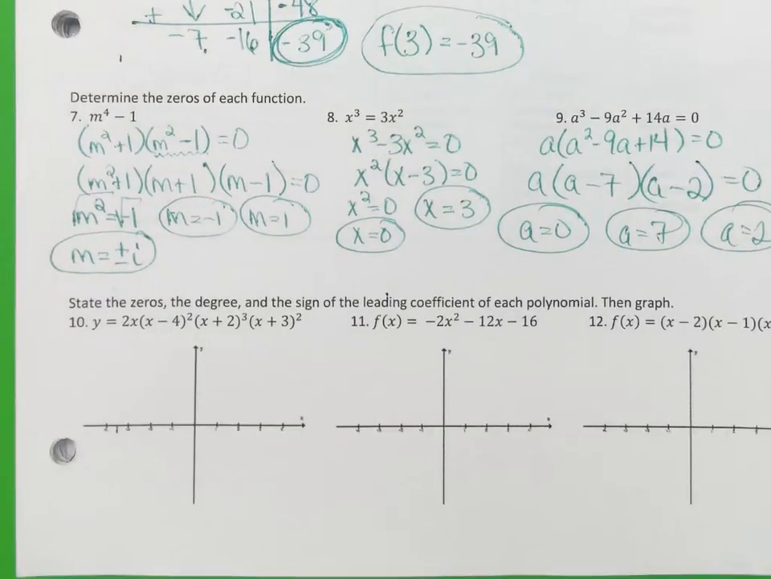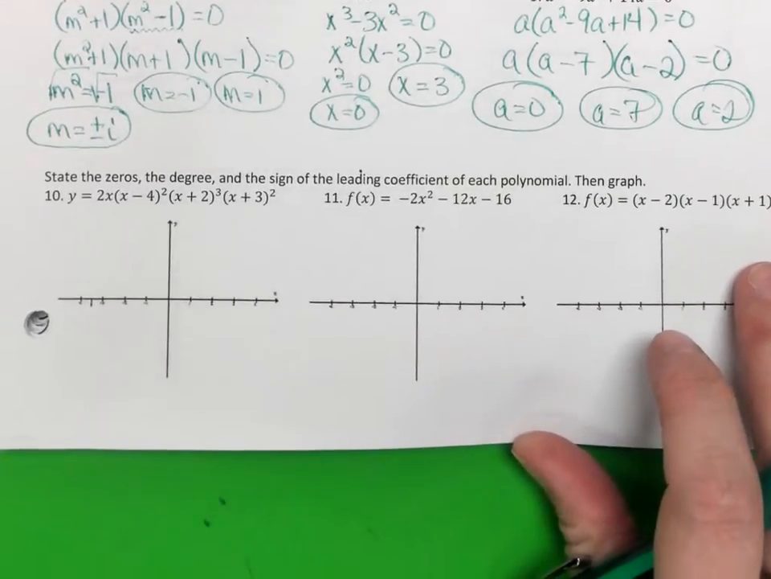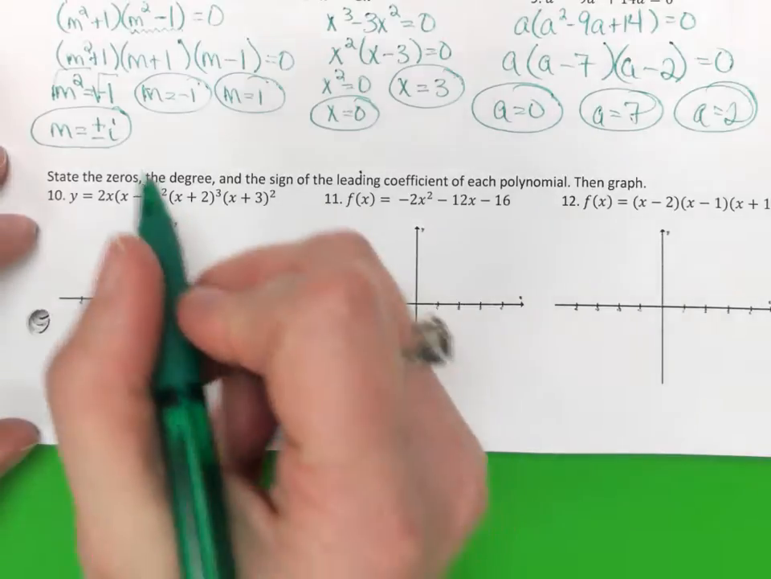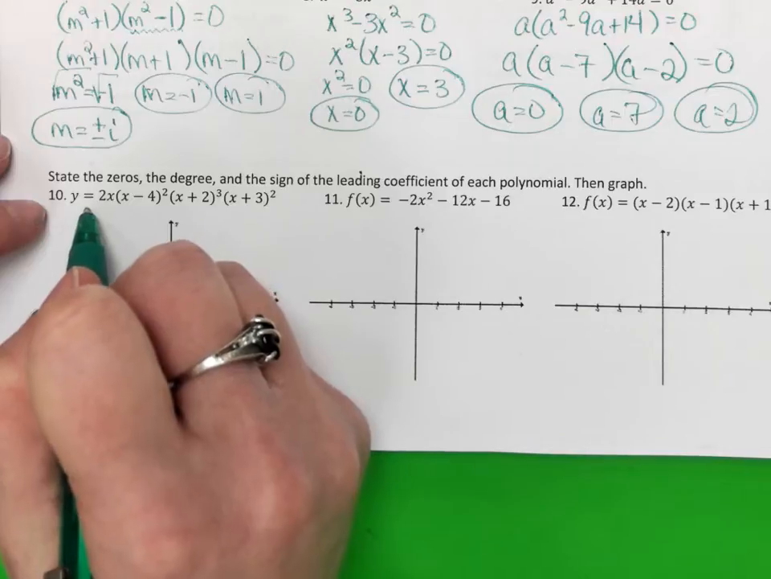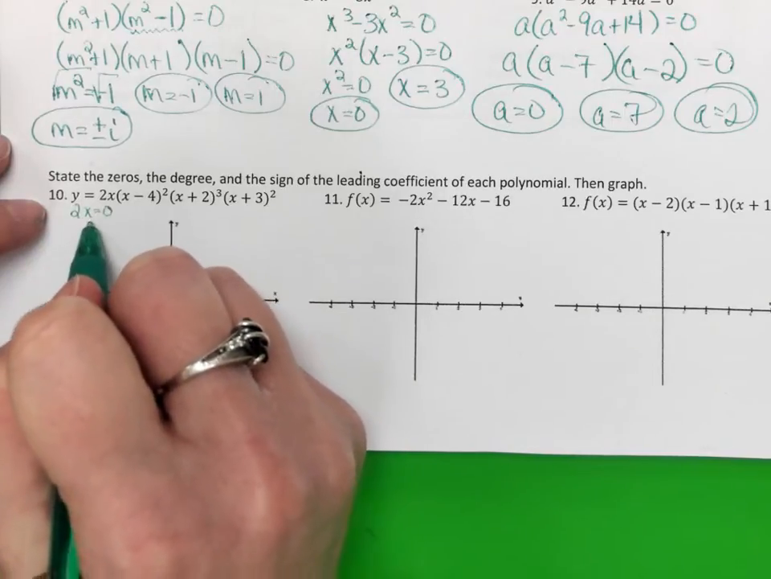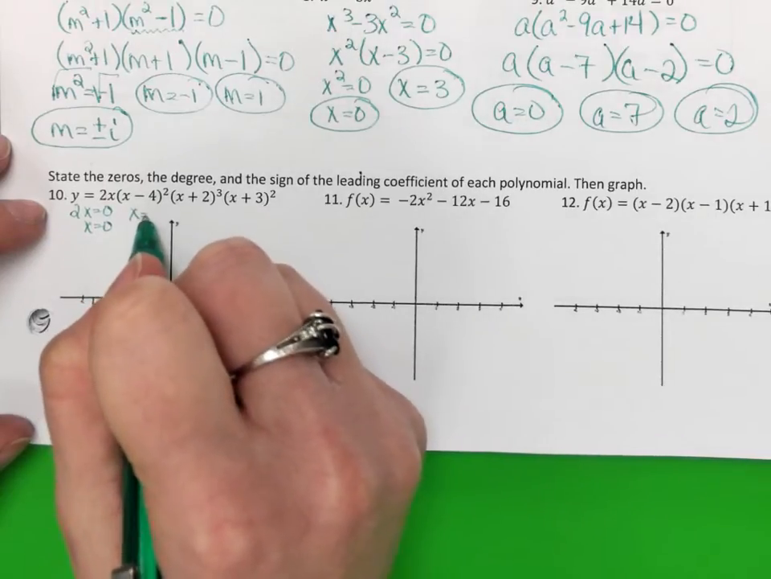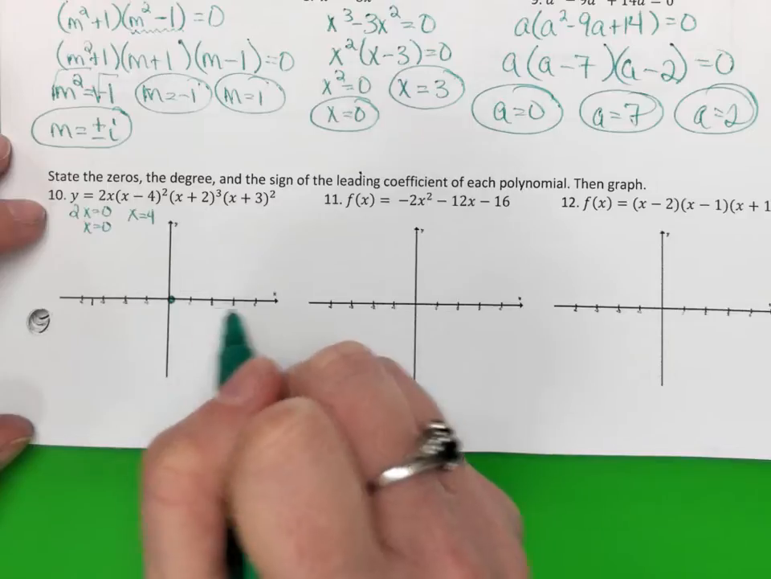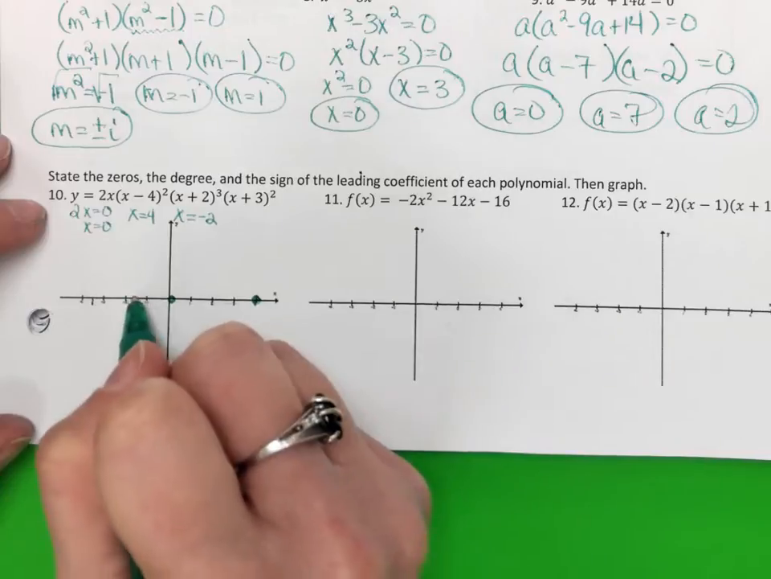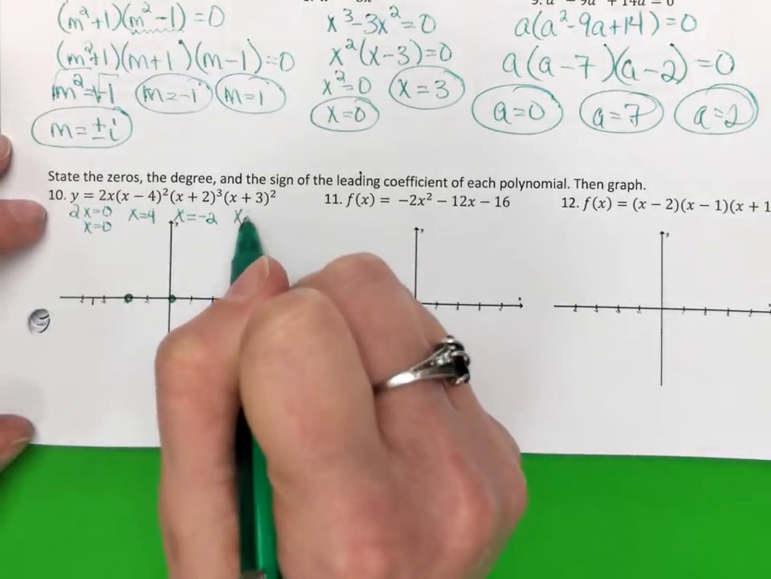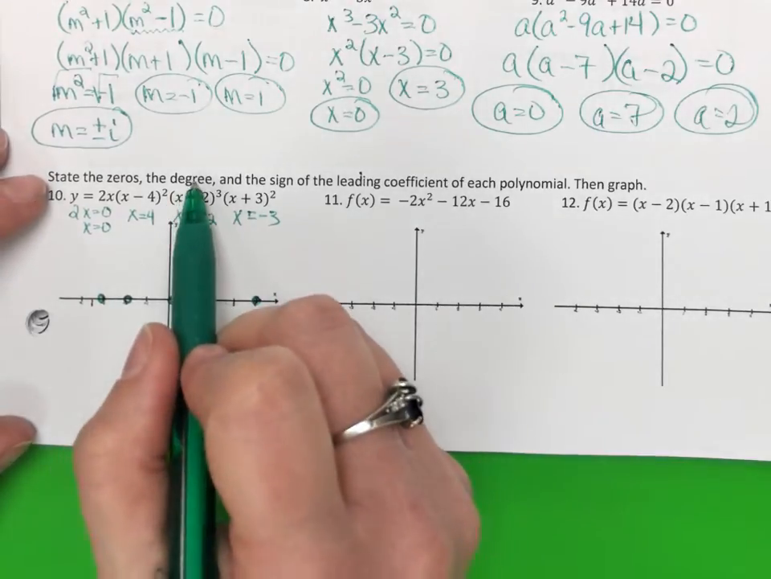Number 10 says to state the zeros, the degree, the sign of the leading coefficient, and then graph. So let's do the first one. What are my zeros? 2x equals 0 is just x equals 0. Very good. X minus 4 equals 0 is x equals 4, excuse me. Very good. X plus 2 equals 0 is x equals negative 2. And x plus 3 equals 0 is x equals negative 3. Very good job. All right, so we did the zeros.